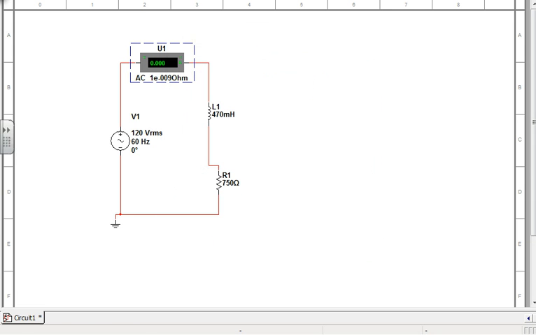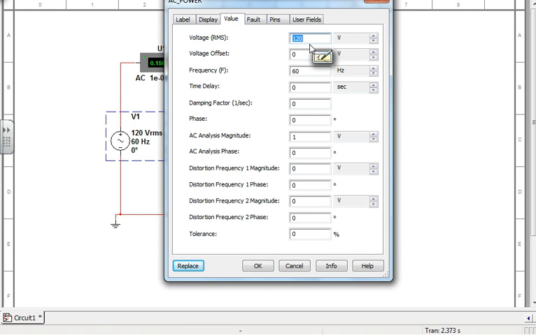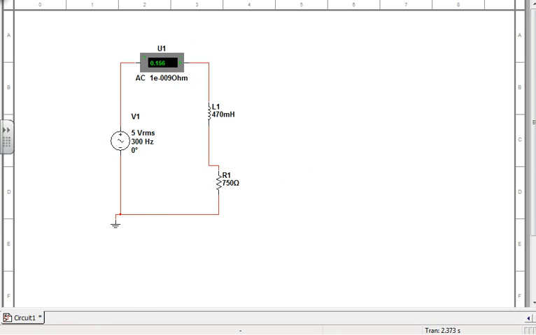I don't want to do that. Okay, turn it on. So I turn it on, and I see, oh, well, of course I got that, because I didn't bother to change this guy. All right, so I want 5 volts and 300 hertz. All right, that's better.